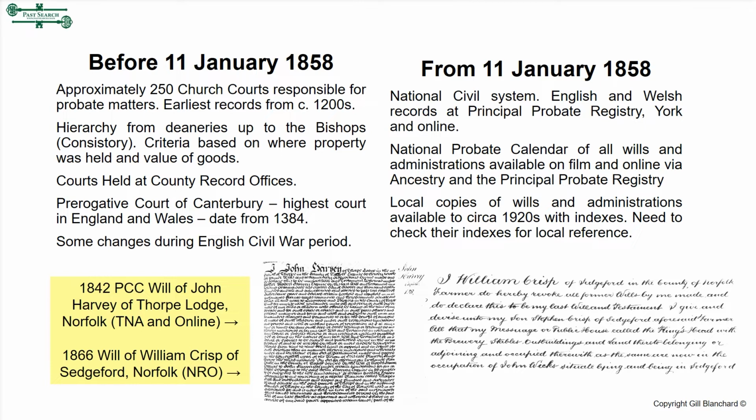These days, most people look for those online and can order them directly online, but the index is called the National Probate Calendar because it's more than just an index. I'll come back to that again in a moment. And that is a list of all wills and administrations available from around the country.